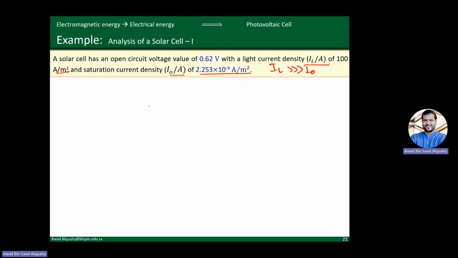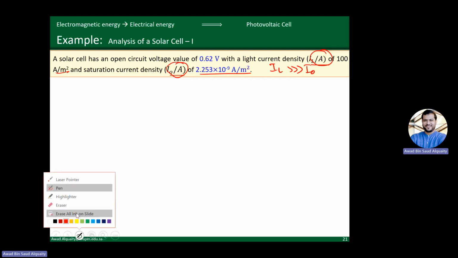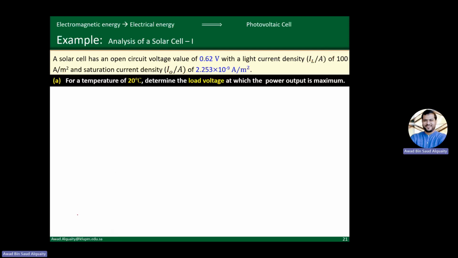Now, the other thing is in this problem, just to make it simple, I've given you by symbols again what is light current density IL by A and what is saturation current density I naught by A. Now in an exam, do not expect me to give the symbols, right? I'll just tell you what is the light current density, what is the saturation current density, or something else, and you're supposed to make use of the formulas while knowing what each symbol stands for. Anyway, for this information that is given, we are told that the temperature is 20 degrees Celsius, and we need to determine the load voltage at which the power output is maximum.